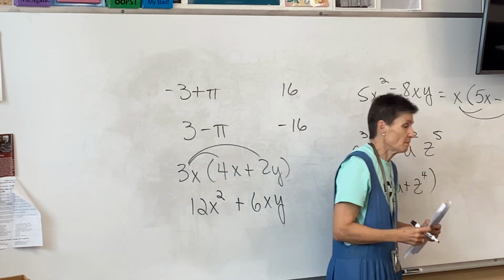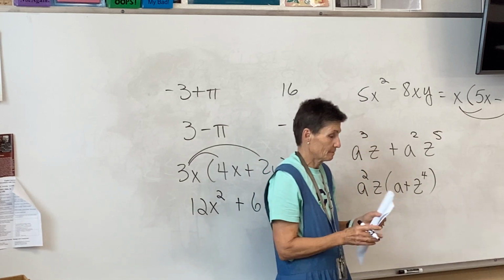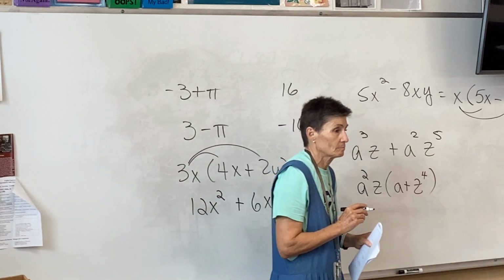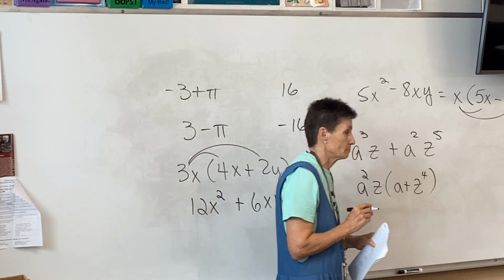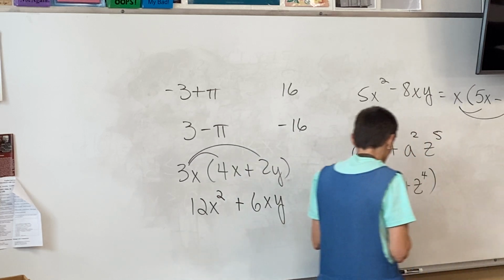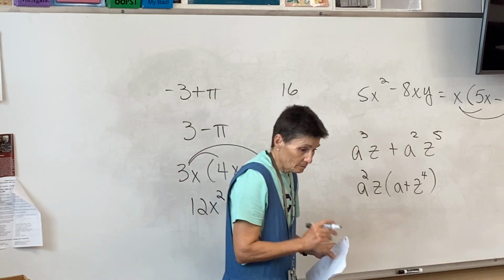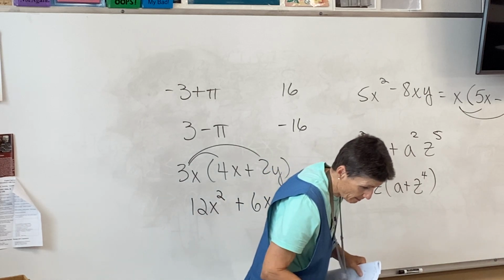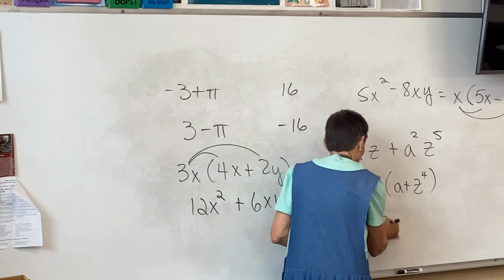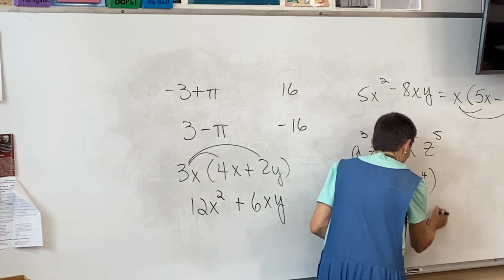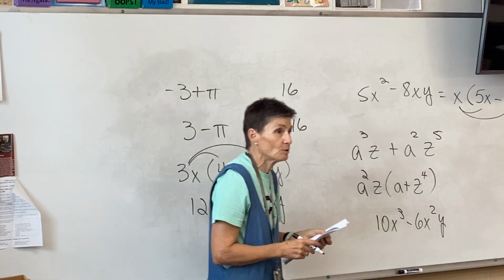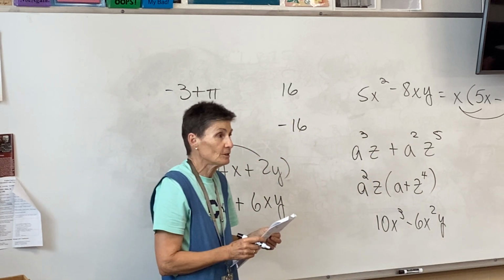Do D on your own. Tell me what you come up with. Let's just pick a name here. Owen. I got 10x to the third minus 6x squared y. All right, I just wrote down what Owen said. Do we trust Owen? Do we agree with Owen? Does that look good?